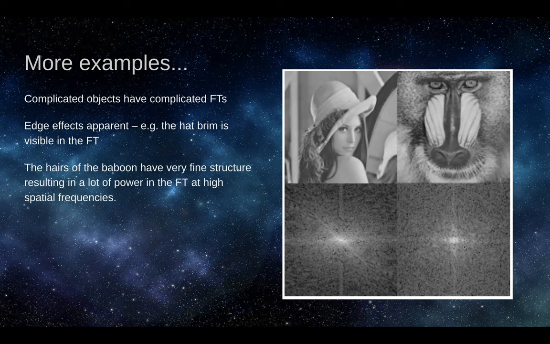Complicated image, not complicated Fourier transforms. And you may notice that there's a lot of power in the center around zero. Not a coincidence, it turns out. That's one of the problems with VLBI, because we generally don't sample that part of the Fourier transform. That's your large scale structures, remember? But there's lots of fine structures in here as well, and that's what VLBI is very good at picking up.